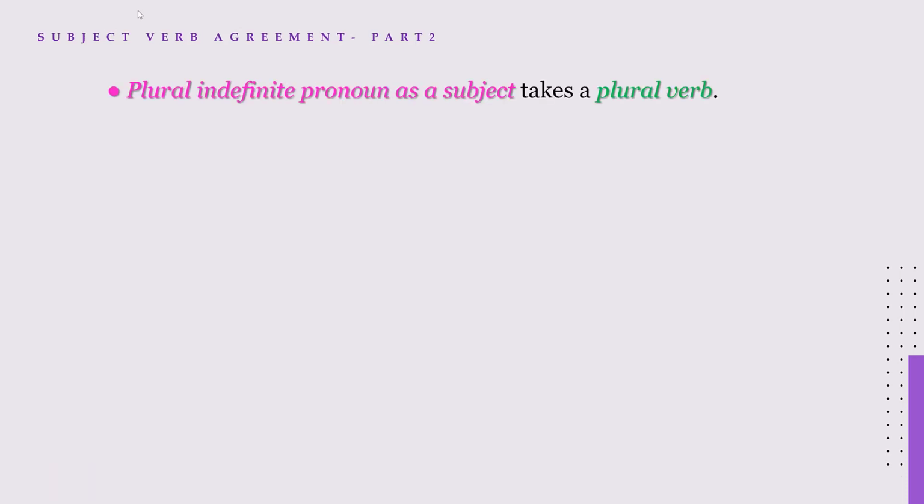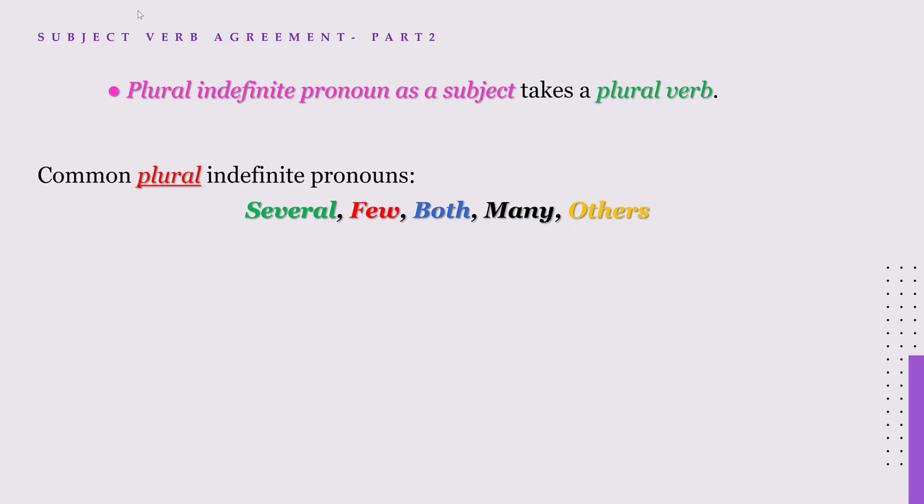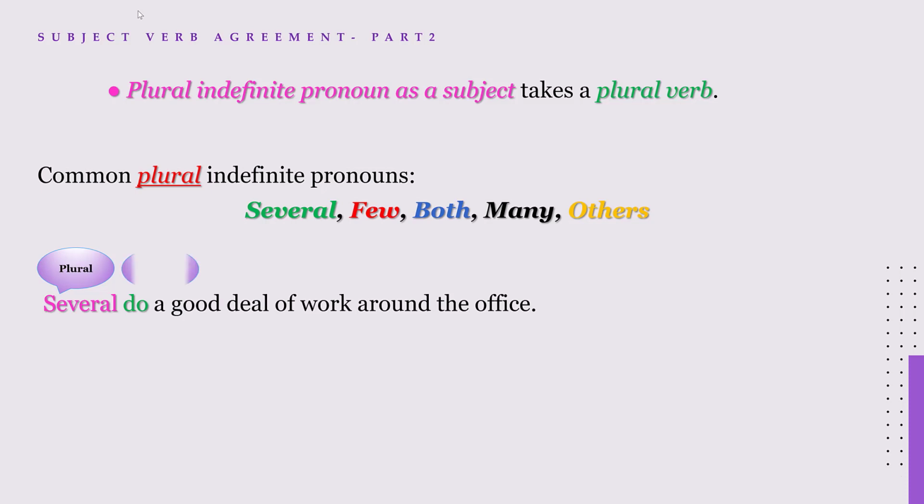A plural indefinite pronoun as a subject takes a plural verb. These are common plural indefinite pronouns. Let's show you some examples. Several do a good deal of work around the office. In this example, several is a plural indefinite pronoun and it is used with a plural verb, do.